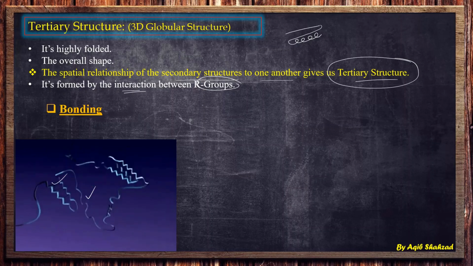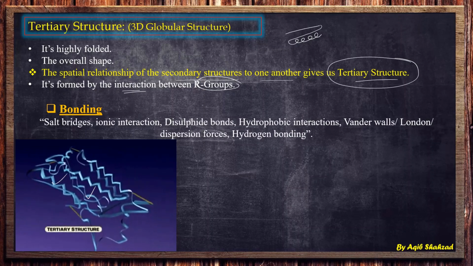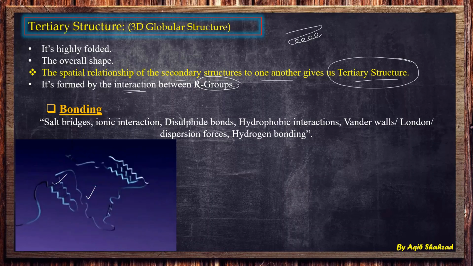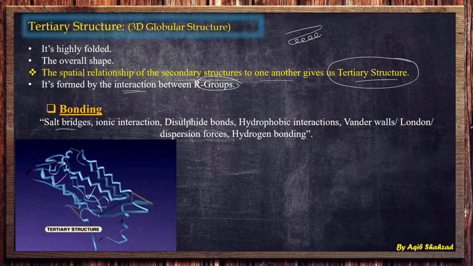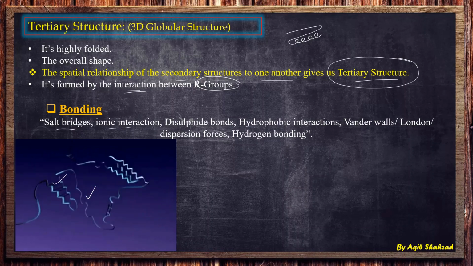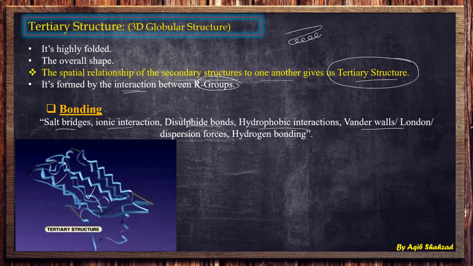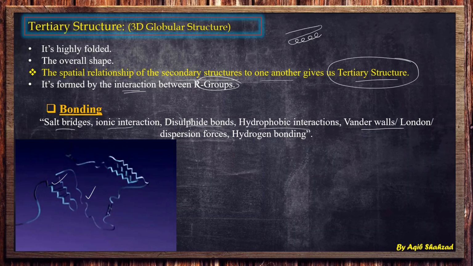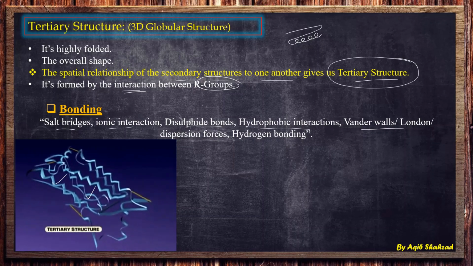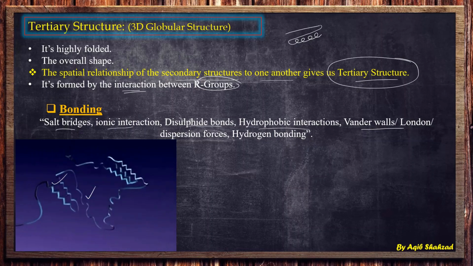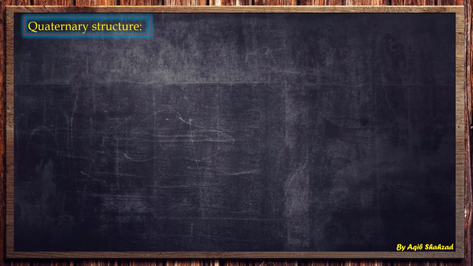Now, what type of bonding do we find in a tertiary structure? There are a lot of different types of bondings we can find in a tertiary structure. We can have a salt bridge, ionic interactions, disulfide bond, hydrophobic interactions, van der Waals, London force, dispersion force, hydrogen bonding, a lot of them. We don't need to discuss them here. We just need to remember there are a lot of interactions going on between the R groups of different amino acids. That's it.